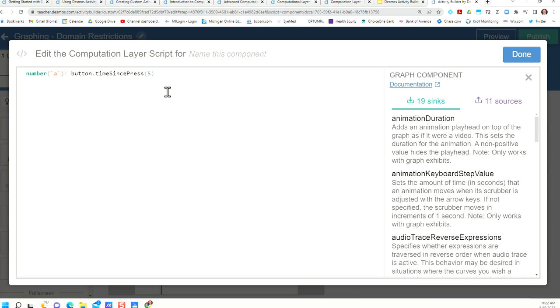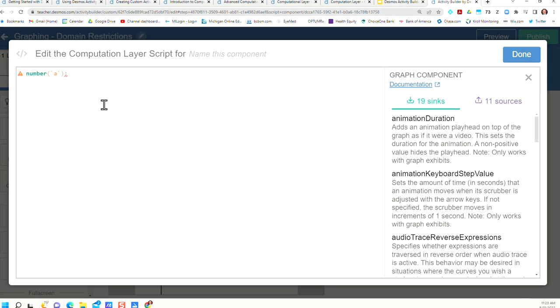So for those of you unfamiliar with computation layer, let me show you how to create this maybe from scratch. So I'm going to take all that out, and I start by, I have to define the number A. So I start typing number, and as soon as I get the N and the U, here are the possible choices I can use in my computation layer script. So I'm going to use the number sync. It prompts me already with these backticks. So I just need to know what to put in them. What number am I defining? Well, I'm defining A, so I'll put that there.